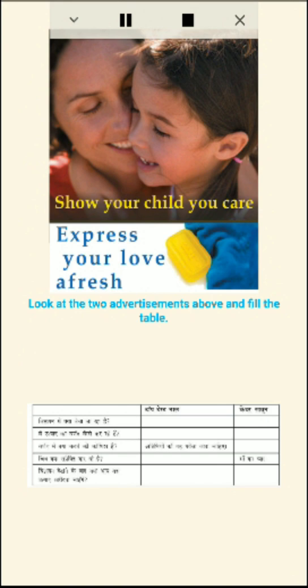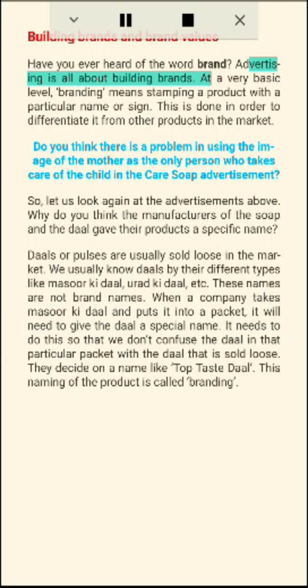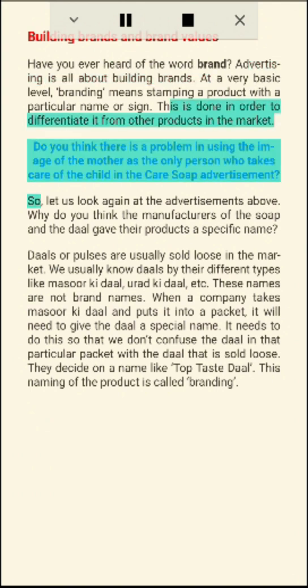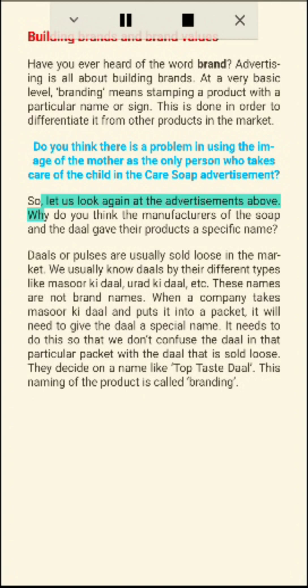Building brands and brand value. Have you ever heard of the word brand? Advertising is all about building brands. At a very basic level, branding means stamping a product with a particular name or sign. This is done in order to differentiate it from other products in the market.